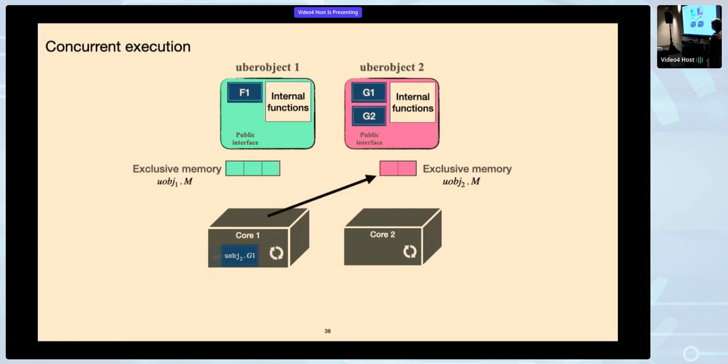Again, we run it internally until it's done. And then it goes back to Uber object 1 and continues the rest of the work after the return. So this is an example of how we run these Uber objects concurrently. And we have an abstract semantics that models this.